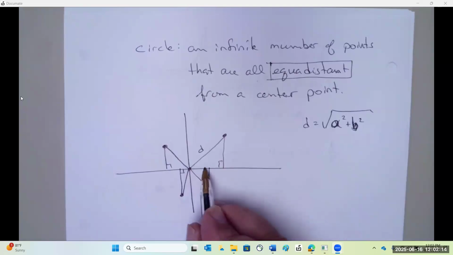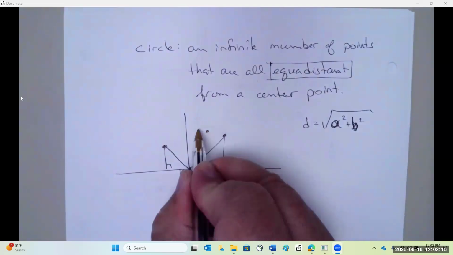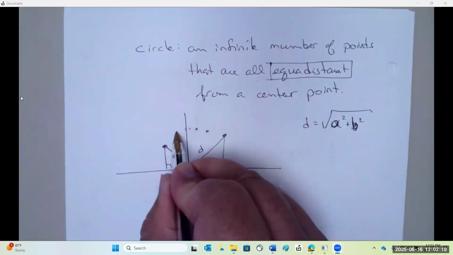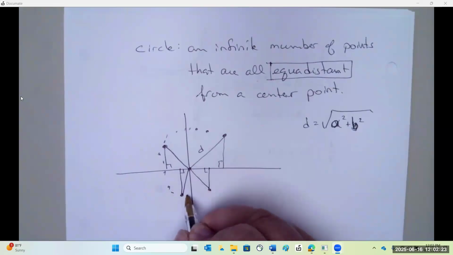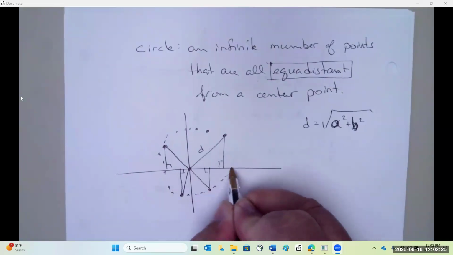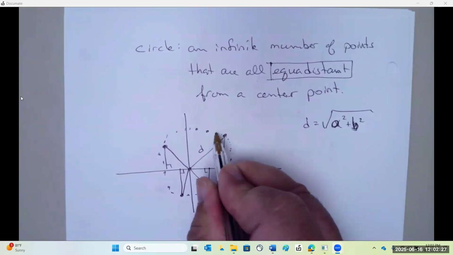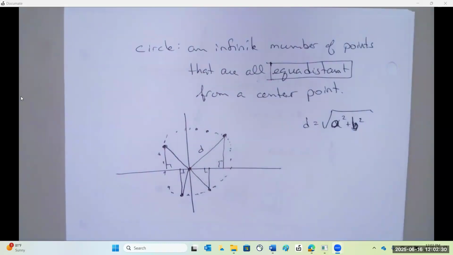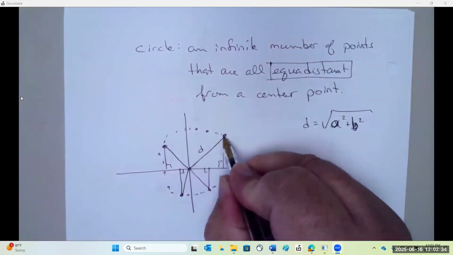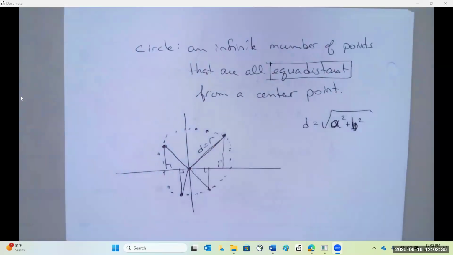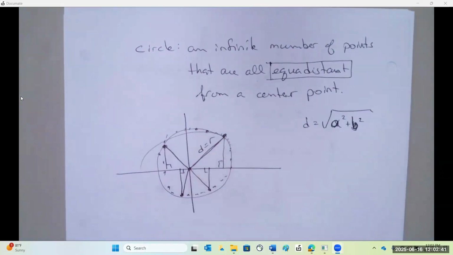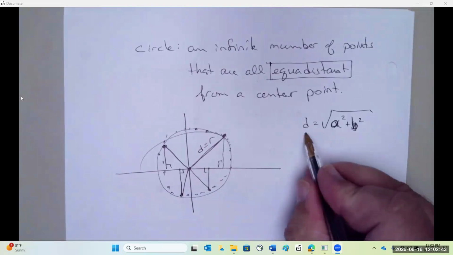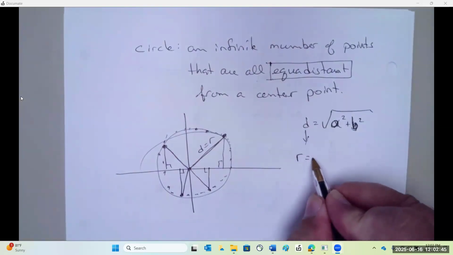And I keep on going. If I have enough of these dots, okay, this is awful, but you get the idea. Each one of these dots all have a distance from the center. And the more dots I have at the end of this distance, which we call a radius, we now have a circle. So this distance is the radius.